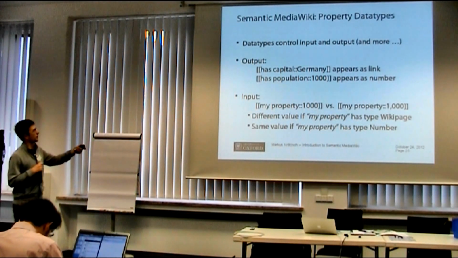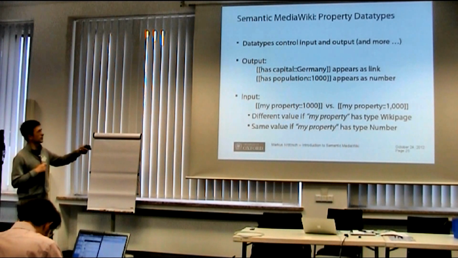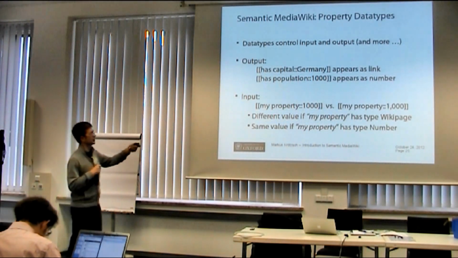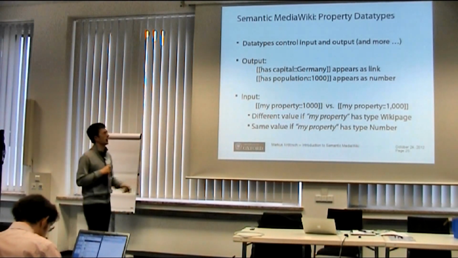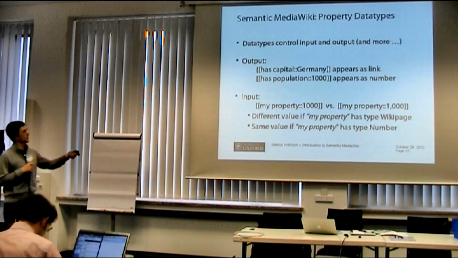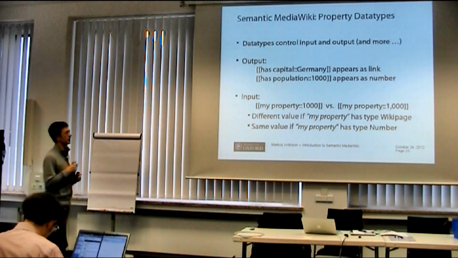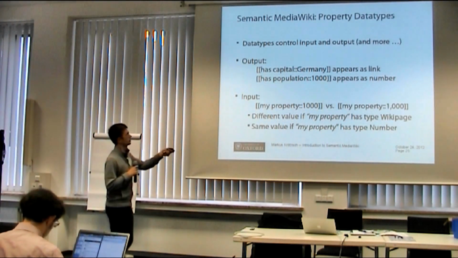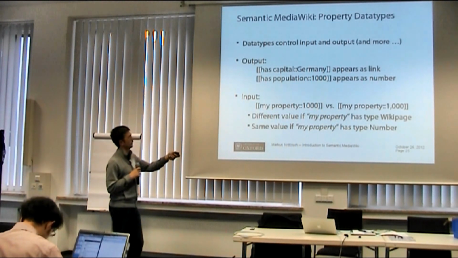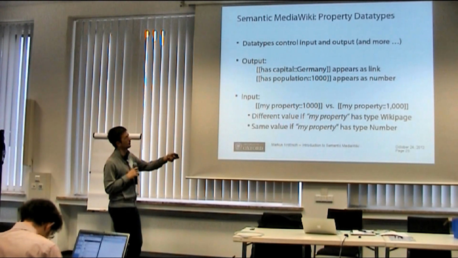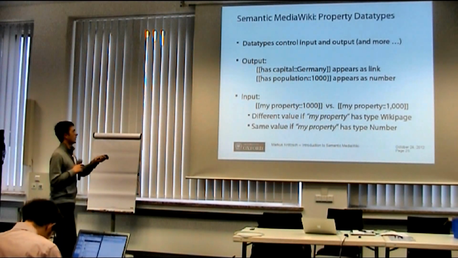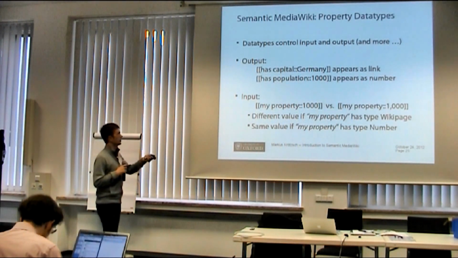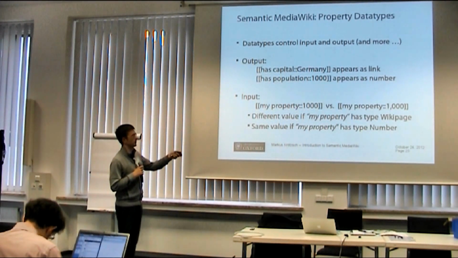So there is a distinction between things like basic links and things like numbers, and you want them to appear differently, so there's this output distinction. And also there's another thing, you want to have a different input handling in these cases. If somebody enters my property with this string and somebody else enters my property with this string, now with the correct thousands separator in English, then these are two different values if these are pages. So this page has a different name than this page, right?